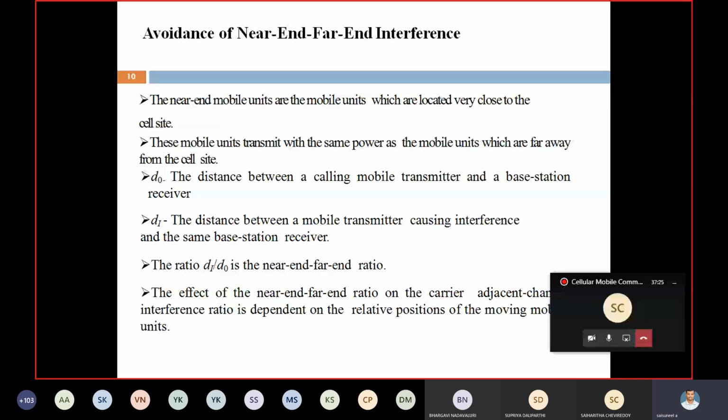Here, what is the near and far interference? It depends upon the signal strength and transmitted power. There are two types of near and far interference: one is in one cell, and the second one is in cells of two systems. This is about how to calculate the C by I ratio. Now we are calculating, right? What by D1 or what by D0?